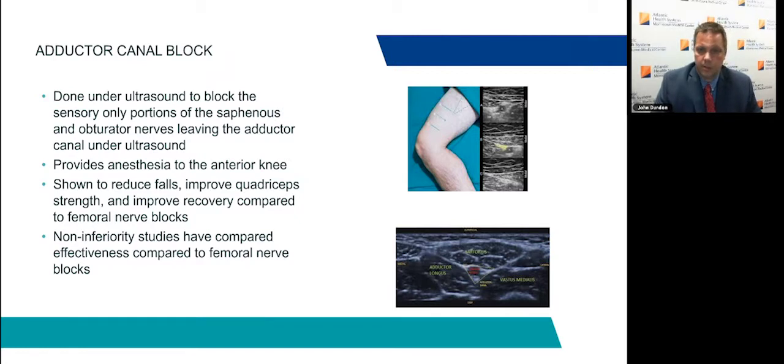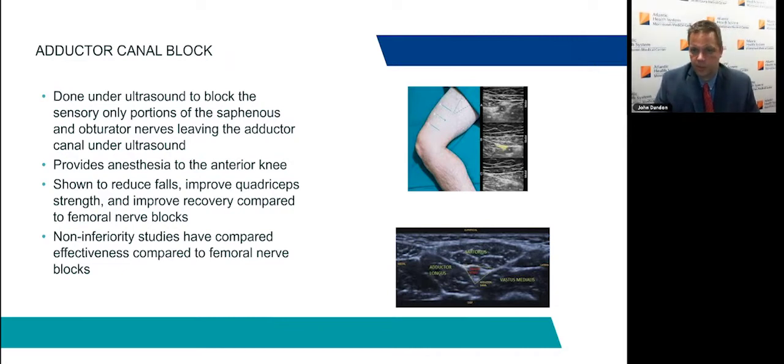The Adductor Canal block, though, it's great because it's a sensory-only block to the anterior aspect of the knee. It's done under ultrasound by the anesthesiologist. Typically takes them only a few minutes because they've done so many now. It takes only the sensory portions of the saphenous and obturator nerves as they're leaving the adductor canal, and that's done under ultrasound. And you can see I got a picture there of the adductor canal in between the vastus medialis, the sartorius, and the adductor longus.